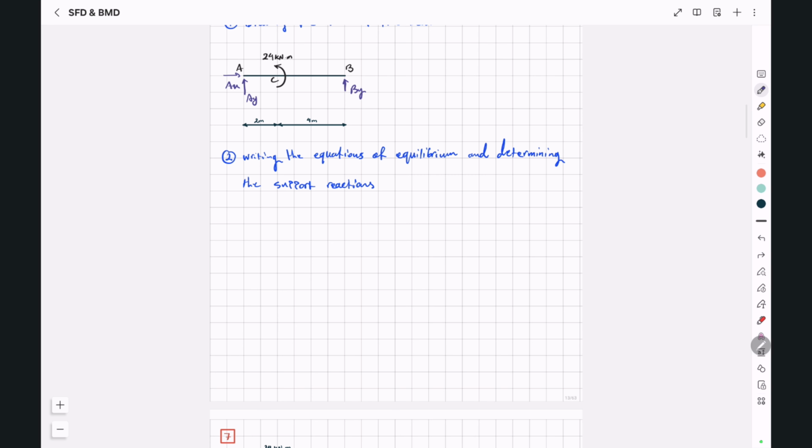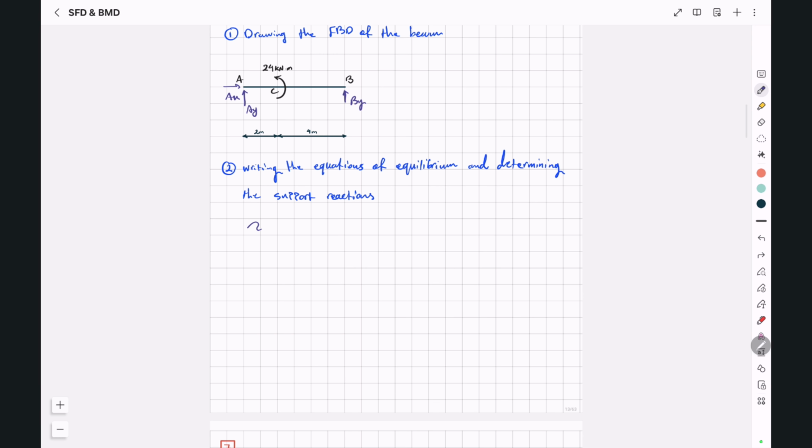in the x direction, the only force we have is this AX. So if we write sigma Fx equal to 0 in this direction, we have AX plus 0 is equal to 0, and this will give us AX equal to 0. In the y direction, we have AY and BY, so AY plus BY is equal to 0.